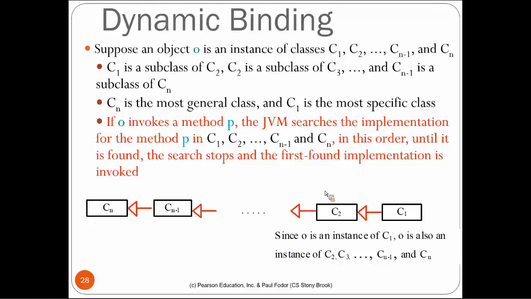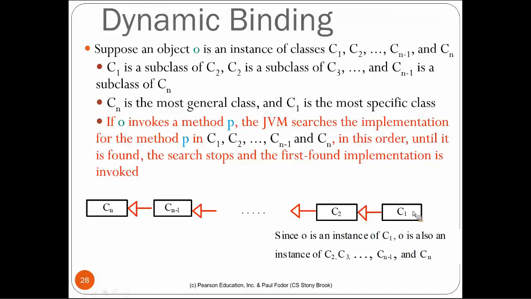Suppose we have an object, and this object is an instance of the classes C1 to CN. C1 is a subclass of C2, C2 is a subclass of C3, C3 is a subclass of C4, and so on up to CN-1 is a subclass of CN. CN is the most general class. C1 is the most specific class. And now we invoke the method P for the object O. The JVM will start searching for an implementation of the method P in C1, then in C2, then in CN-1, up to CN, in that order, until it finds one, and then the search stops, and that first implementation of that method is the one invoked.